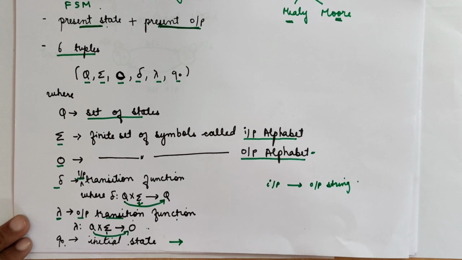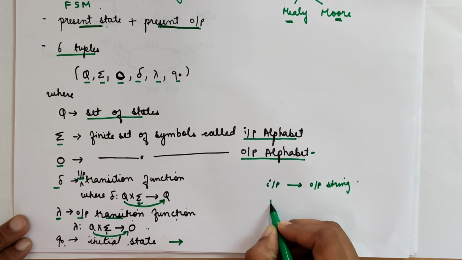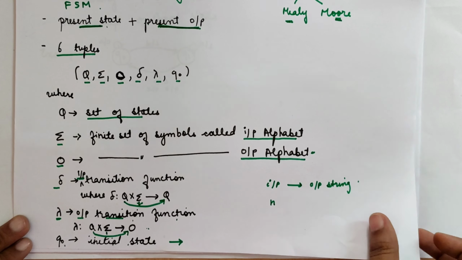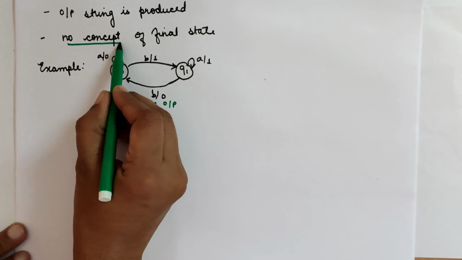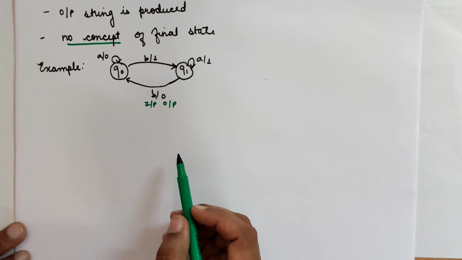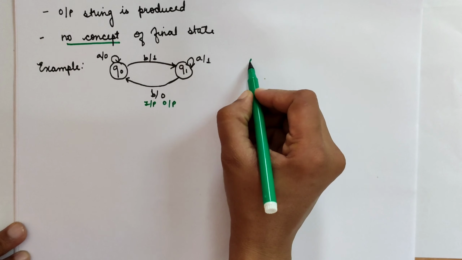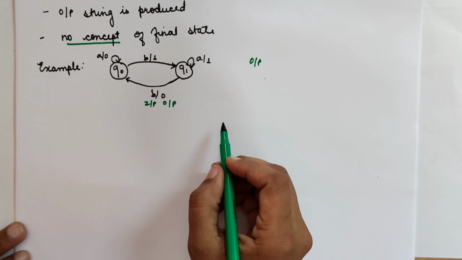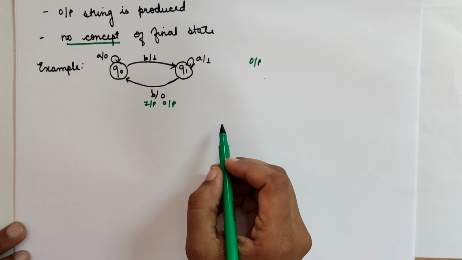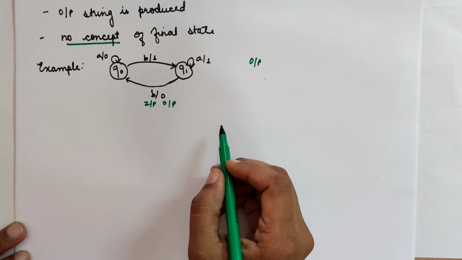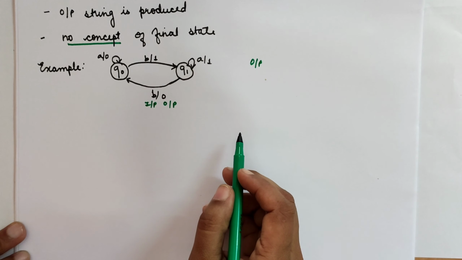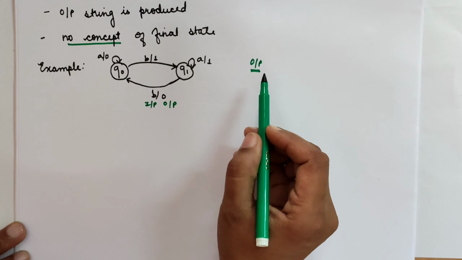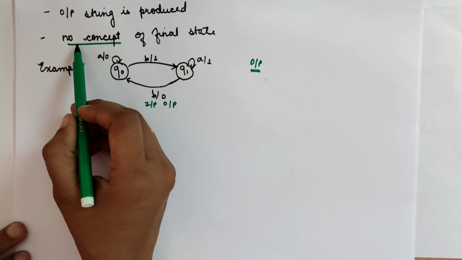Now, one more important concept that you have to remember: there is no such thing as a final state here. Why is there no concept of a final state? Because here we are mainly focusing on the output. We are not focusing on whether the string is accepted or not. Like in NFA and DFA, we have seen whether a particular string is accepted or not with the help of a final state. If it reaches the final state, it is accepted, else it is rejected. But here we are mainly focusing upon producing the output. So there is no concept of a final state here.